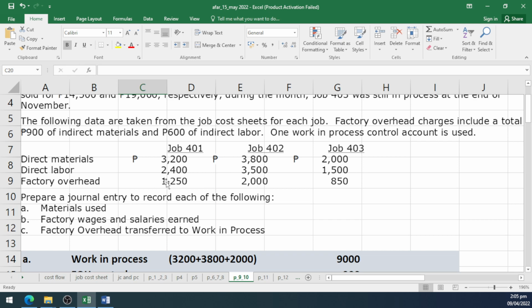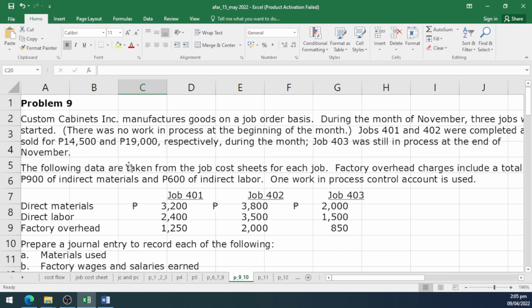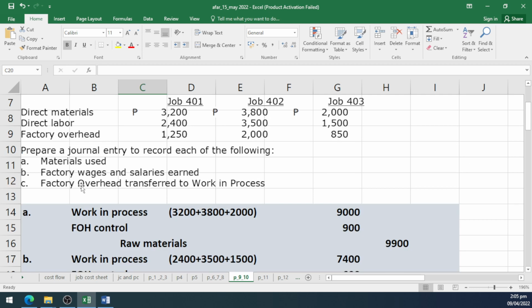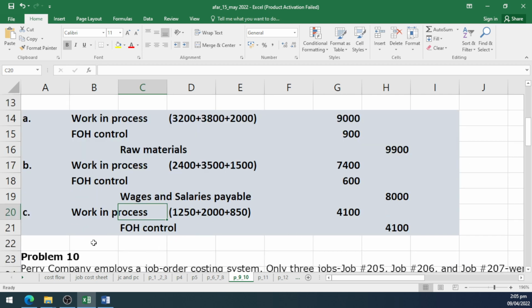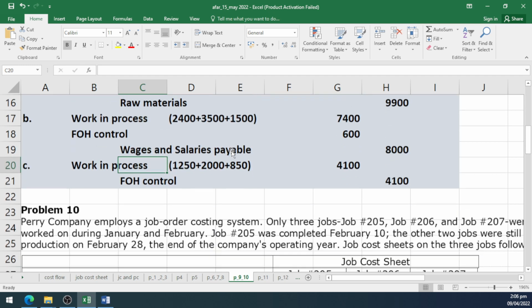So the total overhead of 1,250, 2,000, and 850 is accumulated in factory overhead control before being transferred to work in process. And in that total, of course, indirect materials and indirect labor are included. So the entry to transfer the overhead to work in process or to the jobs will be debit to work in process 4,100 and credit to factory overhead control. That is the total of 1,250 plus 2,000 then plus 850. Okay? So those are the entries.